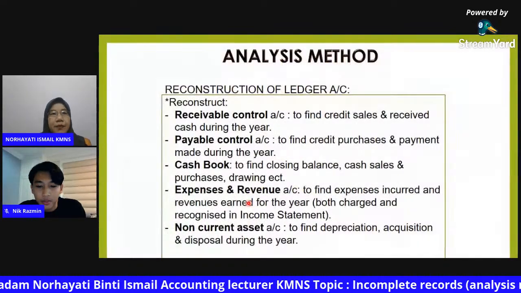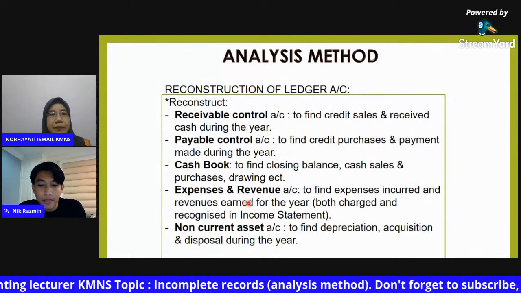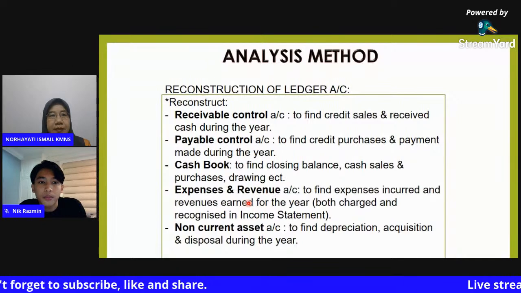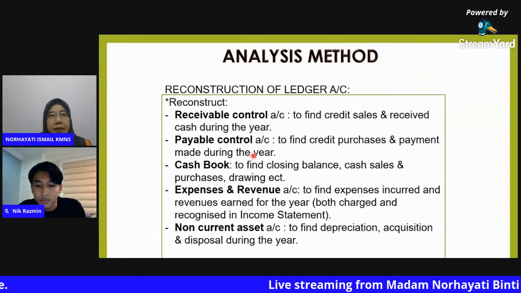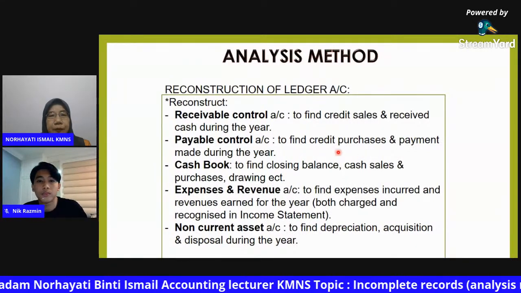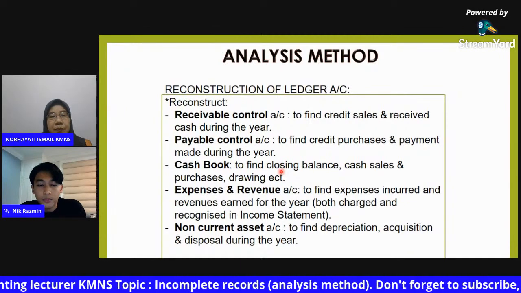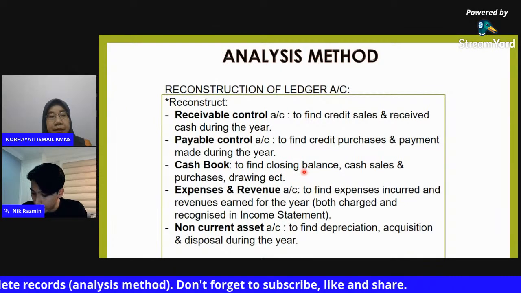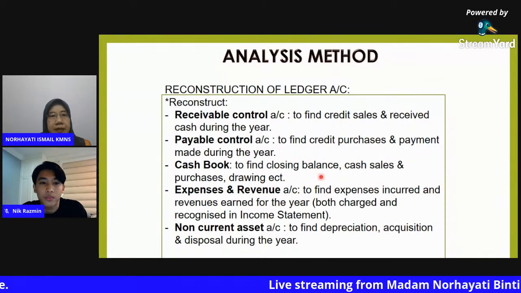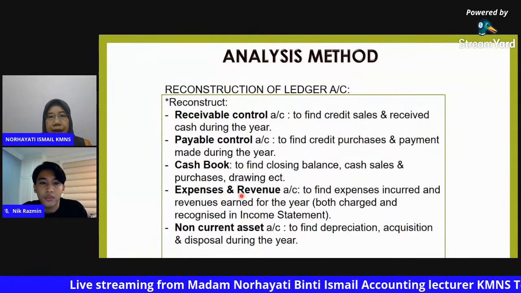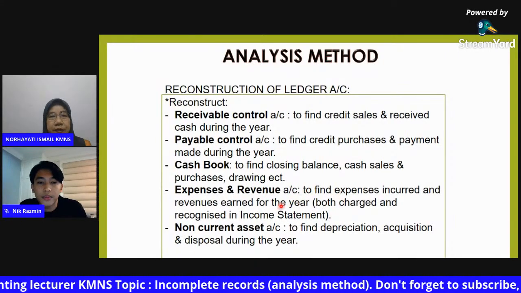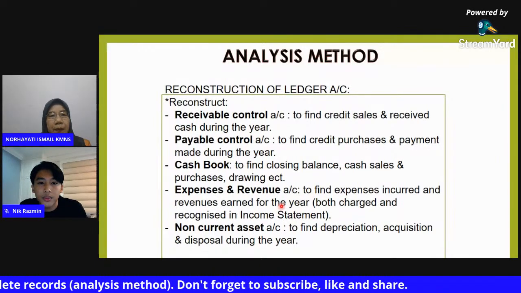Okay, analysis method. We have to reconstruct a few ledgers. For example, account receivable control account, you have to find out the credit sales and cash received during the year. Payable control account, this is regarding account payable. You have to find out the credit purchases and the payments made during the year. Cash book, find out the closing balance, also the beginning balance, cash sales, purchases, and all the cash payments and cash receipts. The next one, expenses and revenue, we refer to the expenses incurred and revenues earned for the year. So we have to record in the statement of income.